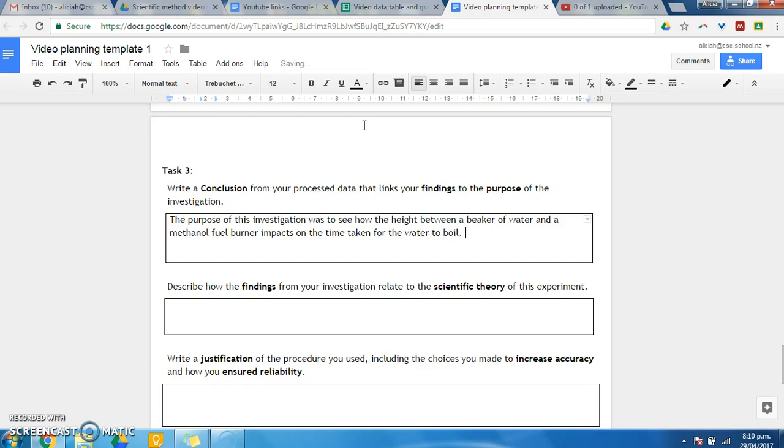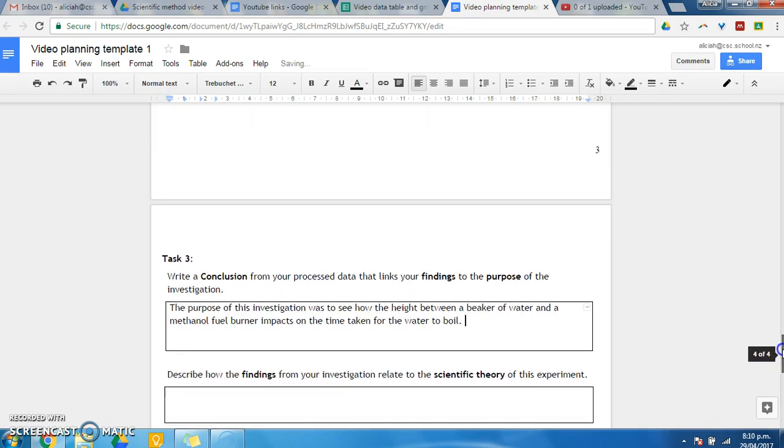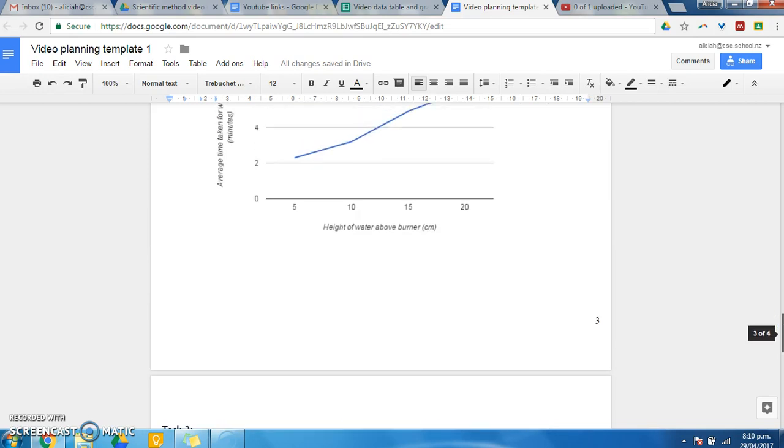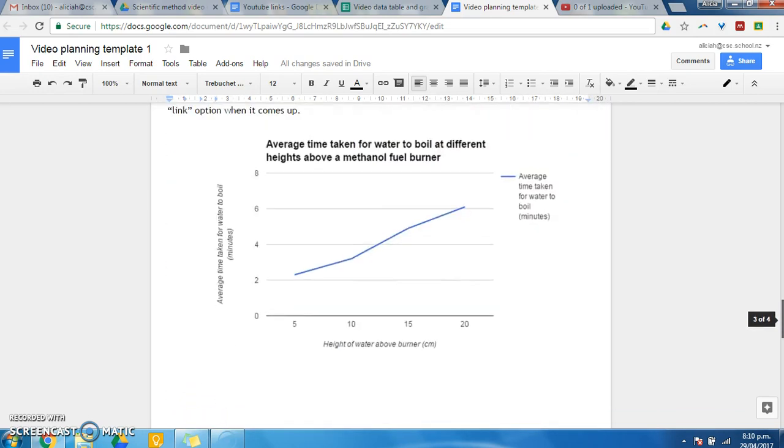Now we need to say what our results show related to that purpose. So related to that purpose means we use some of the words from that purpose in our explanation. So if we look at our graph, we can see that, for this example anyway, yours might be different, that when the height was shorter, the time was also shorter. When the height was higher or more far away, then the time was longer.